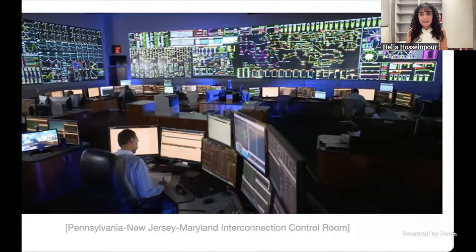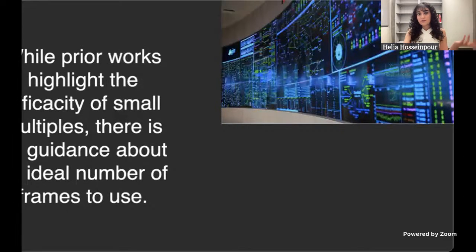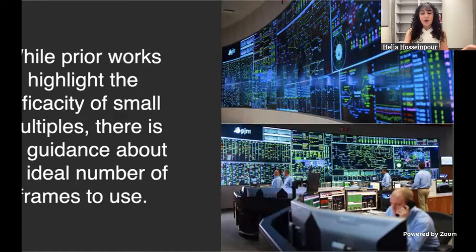This is the reality in many real-world applications where small multiples are used to show vast amounts of data. And these are the examples. While prior work highlights how useful they can be, there is no guidance about the ideal number of frames to use. So we get situations like this and this, where increasing the number of frames can be challenging to the human visual system, potentially leading to errors, misinterpretations, or oversight.